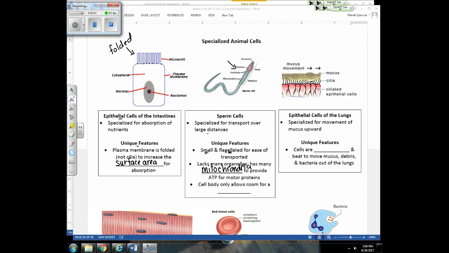If you remember, we said that the flagella is made mostly of cytoskeleton and motor proteins.